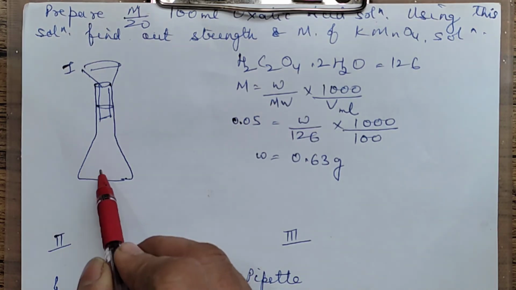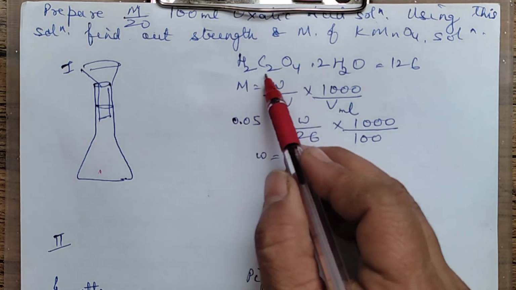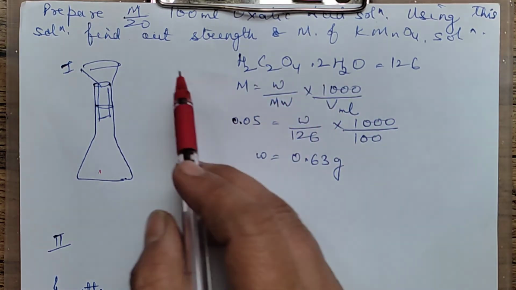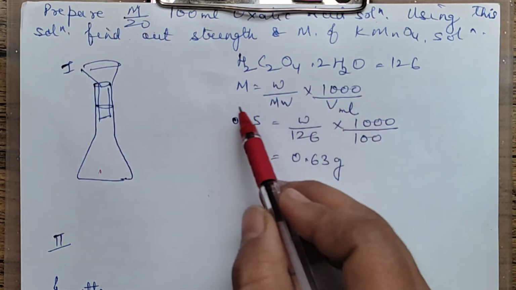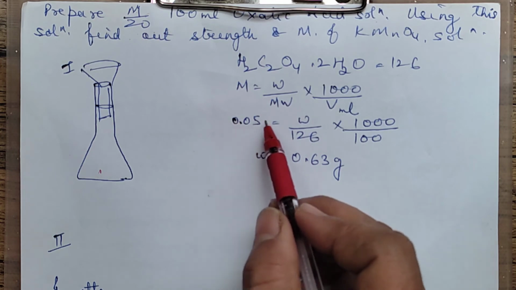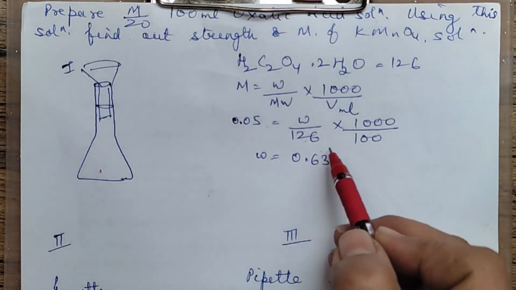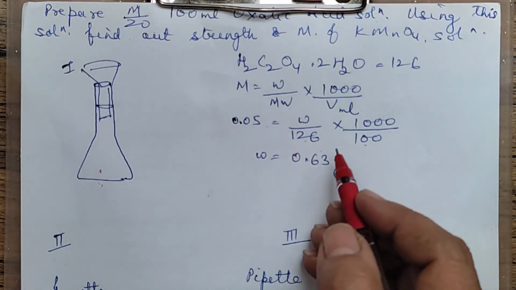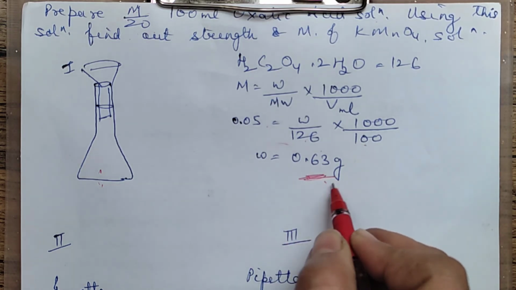See, standard flask, Mohr salt, oxalic acid formula is H2C2O4.2H2O. 126 is the molar mass. We have to prepare 1/20. So we'll use the molarity formula. 1/20 is 0.05. Given weight, 126 is the molar mass. We are preparing 100 ml. Standard flask we have used. So we'll use it. Calculate the weight. Now this weight we will use, 0.63.